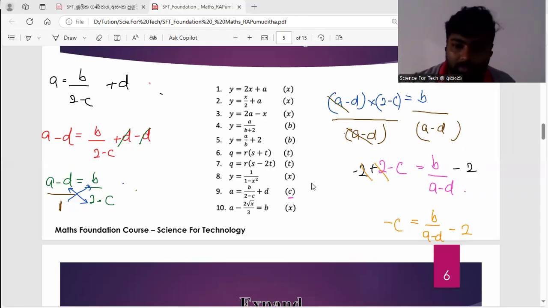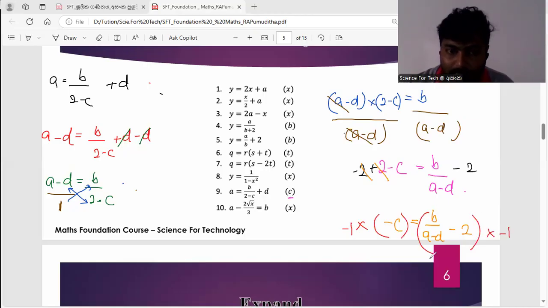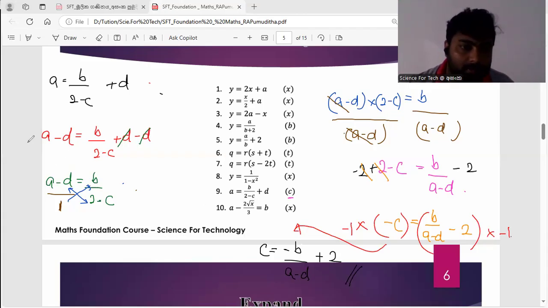Then to remove this minus c, I am going to multiply both sides by minus 1. Then our answer is minus c into minus 1 means it is plus c equal, then minus 1 into b divided by a minus d means minus b divided by a minus d. Then minus 2 into minus 1 means it is plus 2. This is the answer.